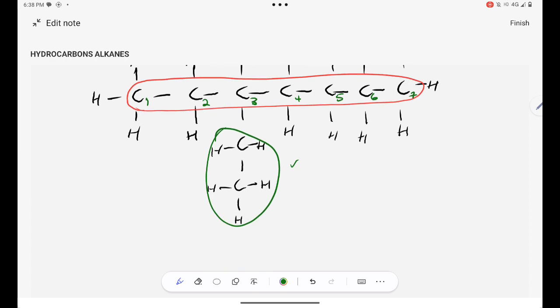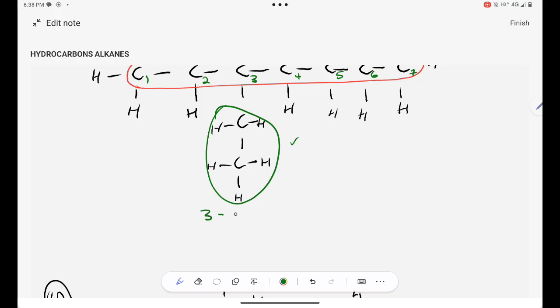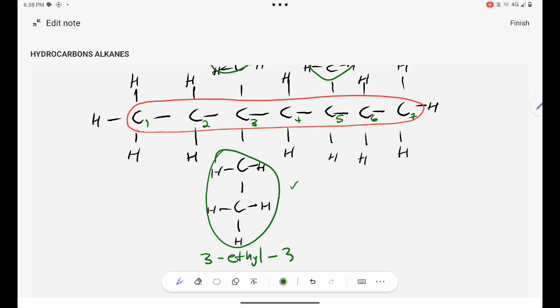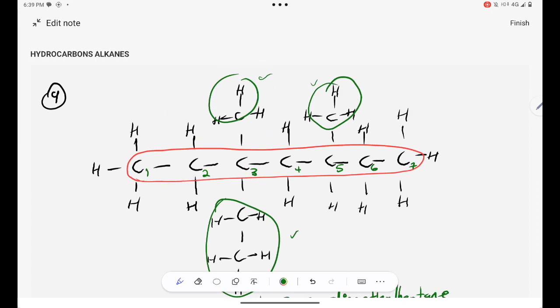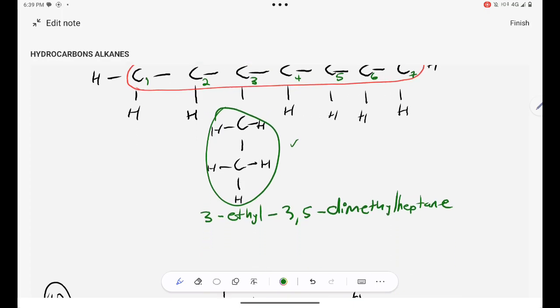So whenever I name, I'll simply say this is 3-ethyl, because the word ethyl comes before methyl, no? It's 3-ethyl, and then I'll state that also at carbon number 3 as well as carbon number 5, I have dimethyl. The parent chain has 7 carbons. That's dimethylheptane. Are you together? The IUPAC name of this compound is simply 3-ethyl-3,5-dimethylheptane.